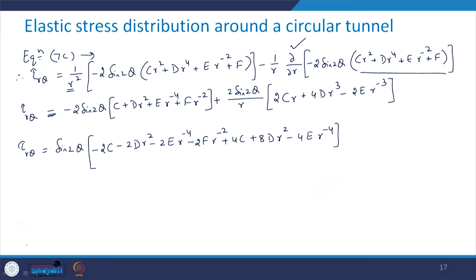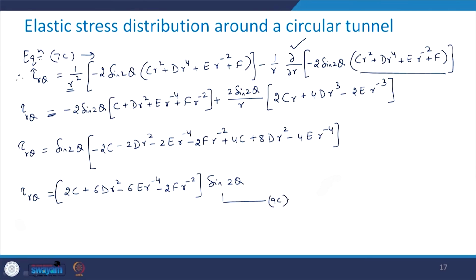And therefore, what you will get, tau r theta will be equal to 2c plus 6d r square minus 6e r to the power minus 4 minus 2f r to the power minus 2 multiplied by sine of 2 theta. Make this equation number 9c. So, this is how we can get the expression for sigma r, sigma theta and tau r theta in terms of the constants of the assumed stress function phi.